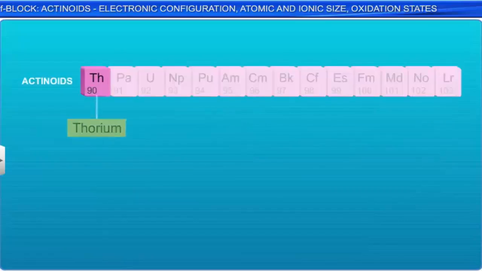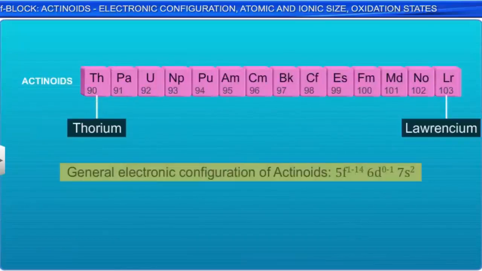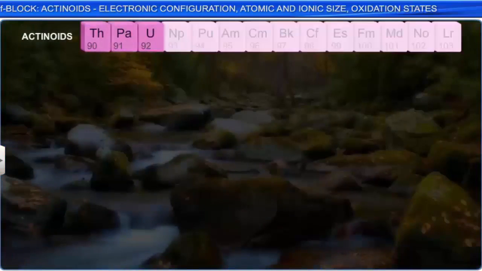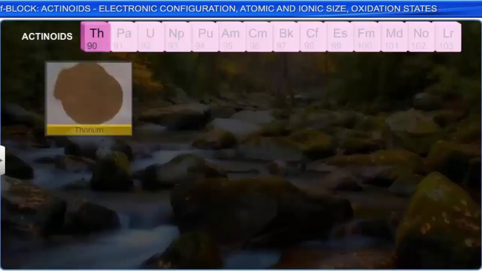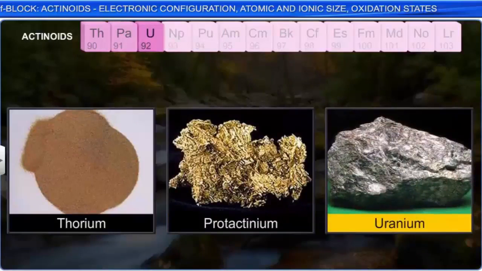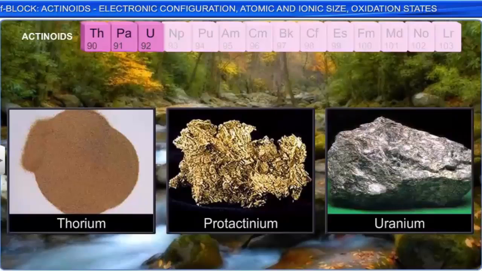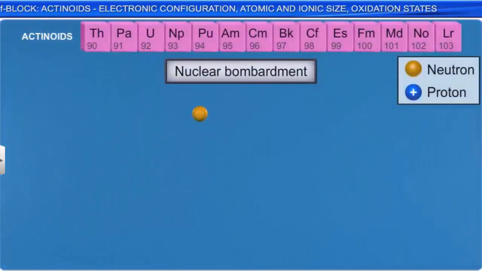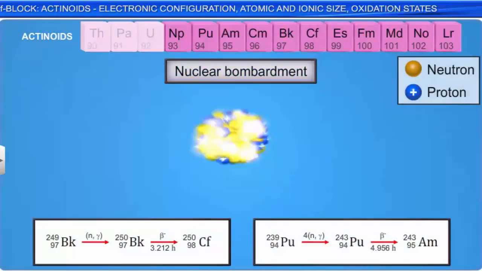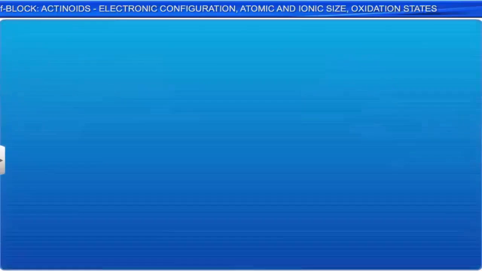The 14 elements from thorium to lawrencium, in which the differentiating electron enters the 5f orbital, are called the actinoids. Only the first three elements, namely thorium, protactinium, and uranium, occur in nature. The other elements are made artificially by nuclear bombardment. All the actinoid elements are radioactive.